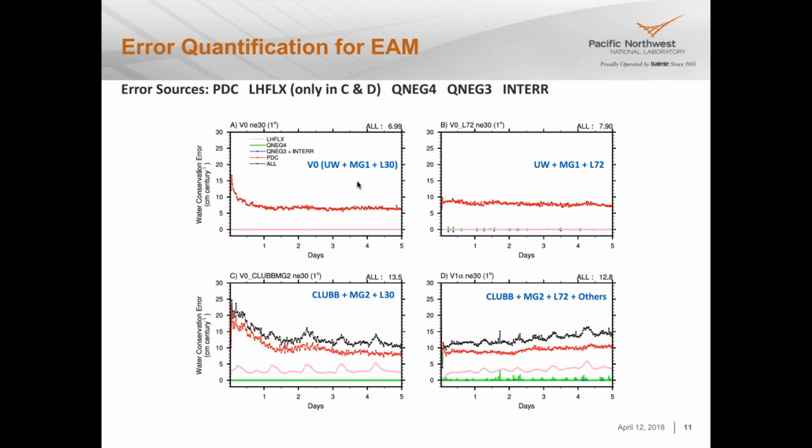Panel C shows the impact of CLUBB and MG2. We see that there is error caused by approximation of latent heat flux at the interface. This error is relatively large compared to other errors, but smaller than the physics-dynamics coupling errors. And altogether, this V1 alpha E3SM model has pretty significant water conservation errors.